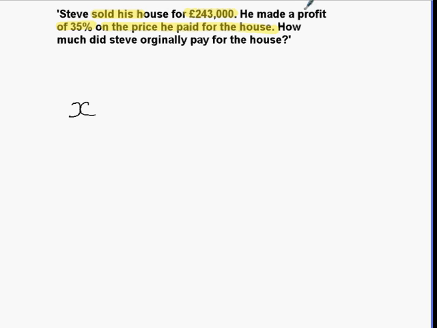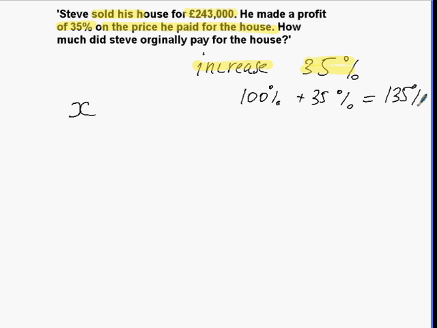And we know for a fact that he made a profit of 35%, which means that we increased the price by 35%, okay? Now, if it's increased by 35% from the original price, like I said to you, the keyword increase means that you're going to add 100% plus 35%. And that gives me 135%, which is 135 out of 100. And so that gives me 1.35. So my multiplier is 1.35 here.